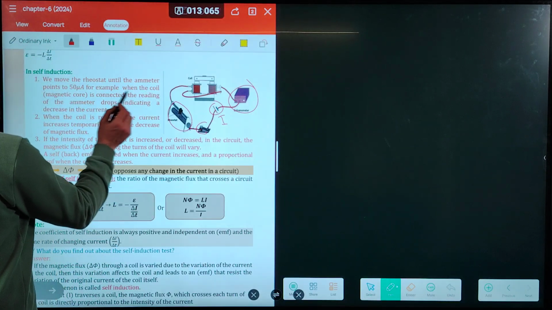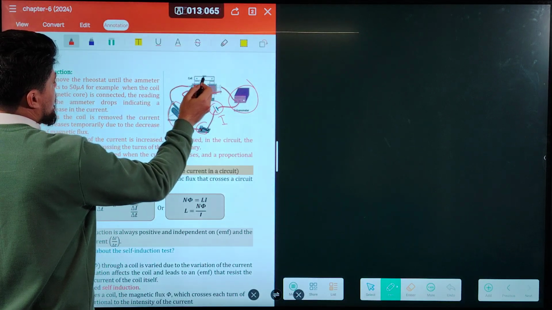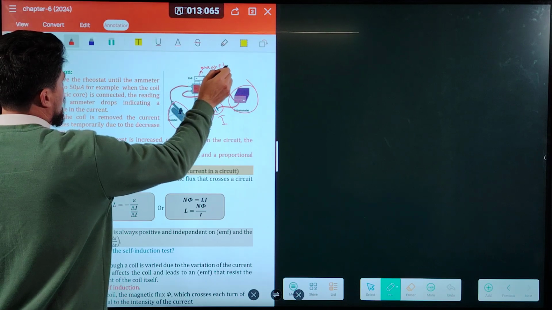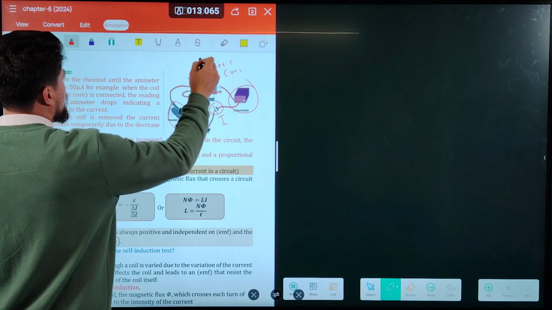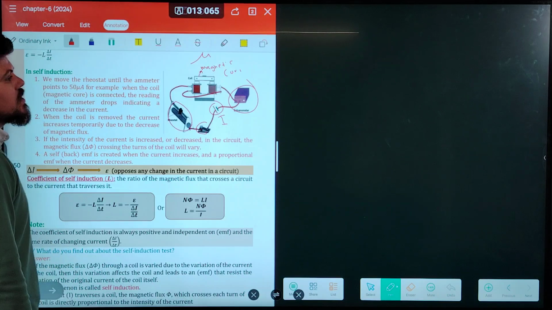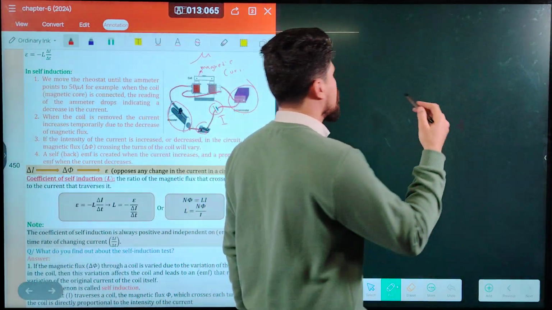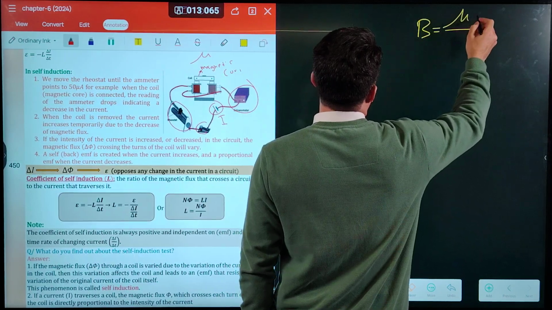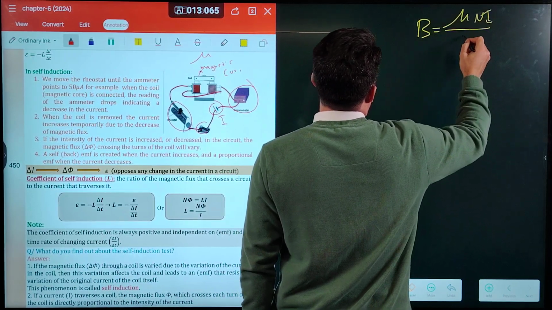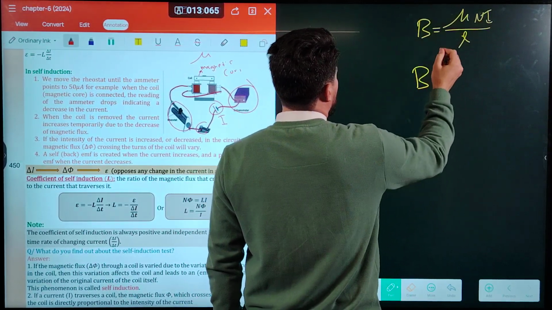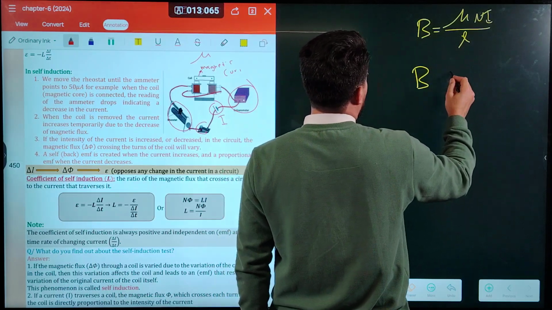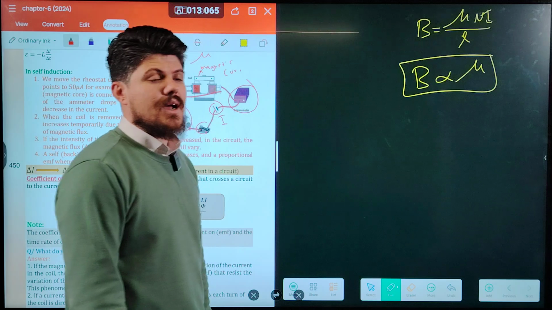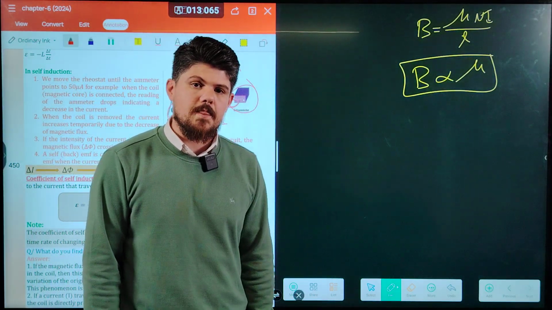Okay, guys, we have a coil and a magnetic core. This is the magnetic core, mu. By inserting the magnetic core, what happened to the magnetic field in this coil, in the solenoid? B is equal to what? Mu N I over L. What is the relation between magnetic field and the permeability of the magnetic core? It is directly proportional.